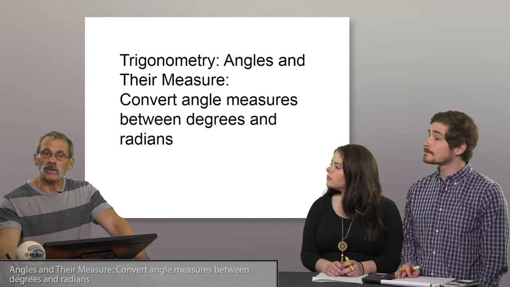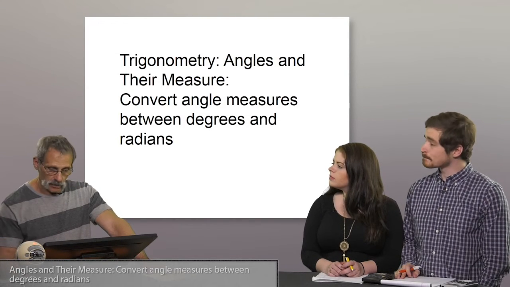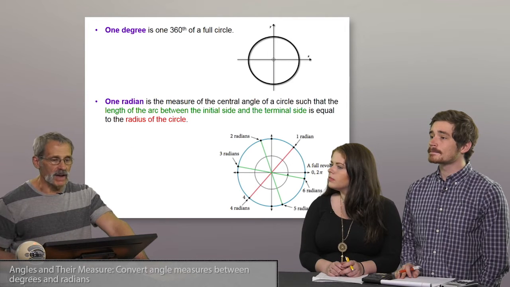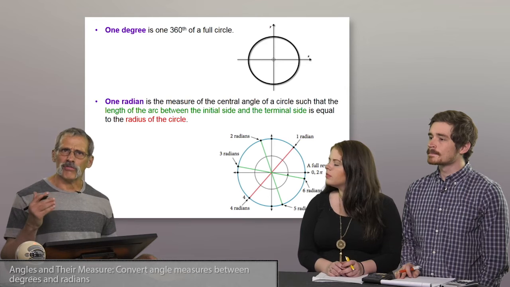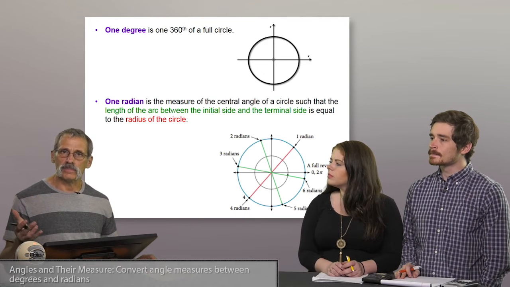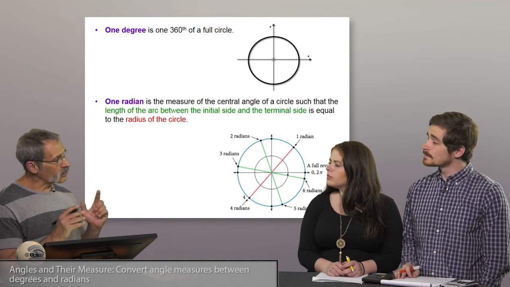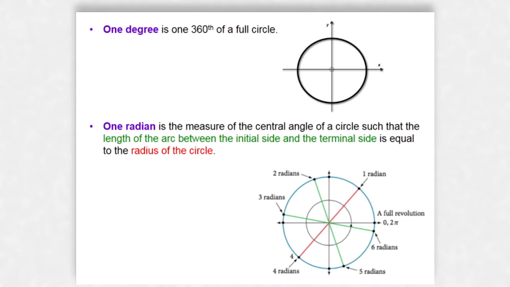Convert angle measures between degrees and radians. A couple of quick reminders. We know that a degree is kind of an arbitrary unit. It's 1/360th of a circle. While a radian, well, 1 radian is going to be that specific angle so that the subtended or intercepted arc and the radius are equal.